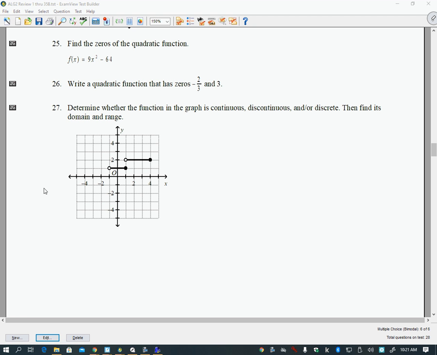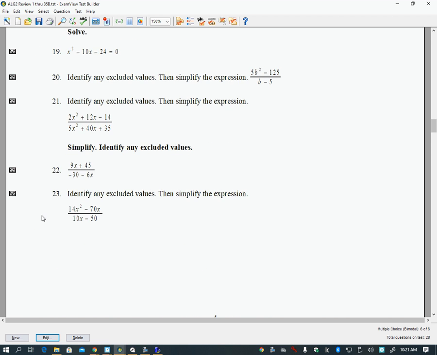5 and 11. Anything else? No? 5 and 11? All right, so let's look at 5 and 11.